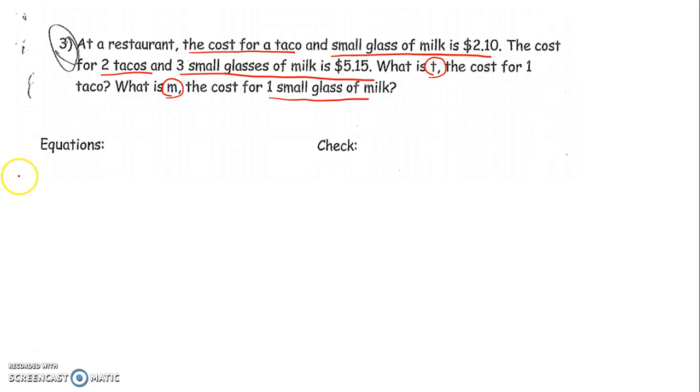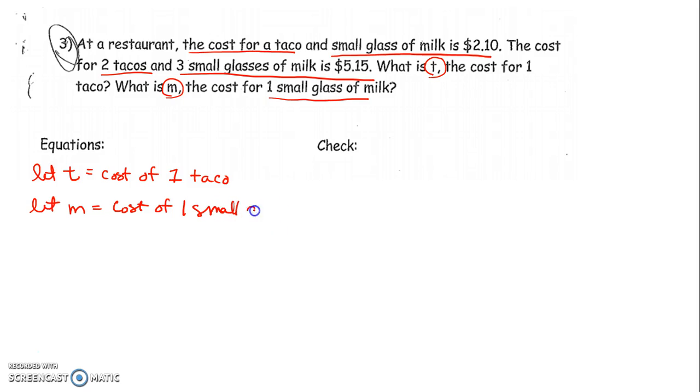So first of all, we have to write some let statements. Let T equal the cost of one taco, and we will let M equal the cost of one small glass of milk. And we're ready to go ahead and write a system of equations. It says the cost for a taco, that means one taco, and a small glass of milk is $2.10. So if we take the cost of one taco and the cost of one small glass of milk, that will be $2.10. So that's our first equation.